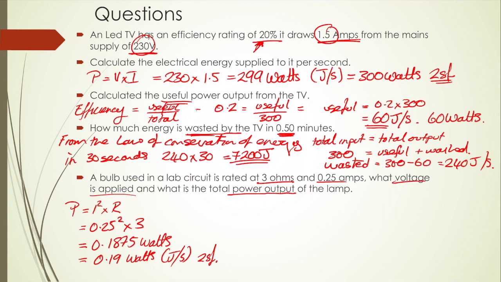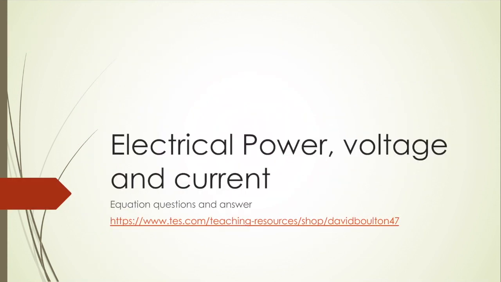Now we need to know what the voltage is as well. So V equals I times R. So V equals 3 times 0.25. So it's a quarter of 3 for your answer for that. And the answer is in ohms. So it's 0.75 ohms.